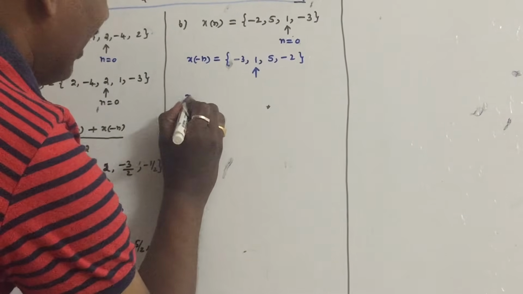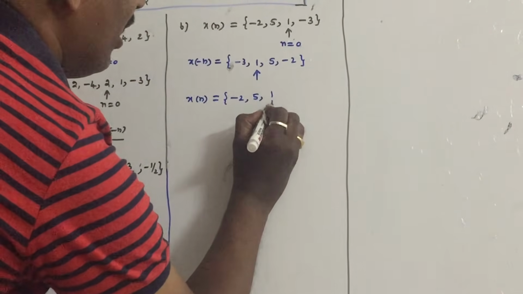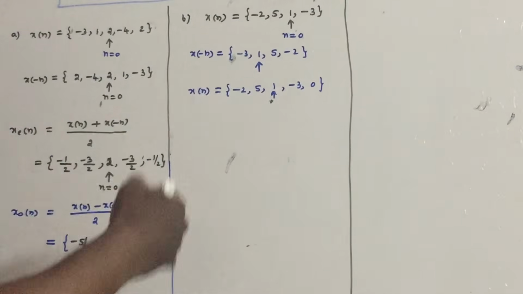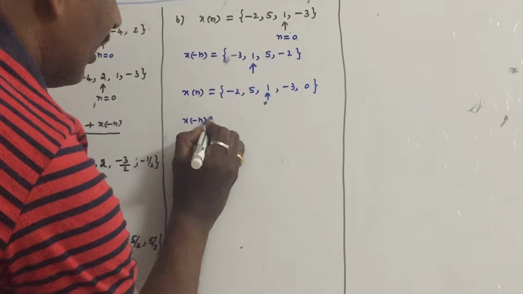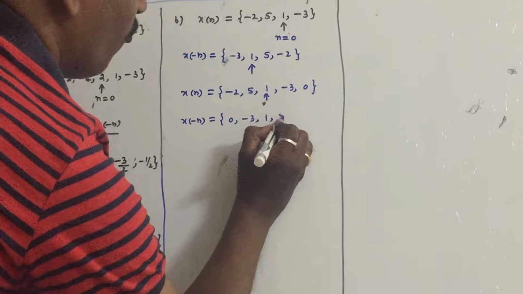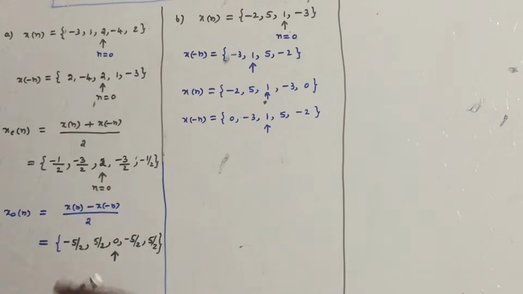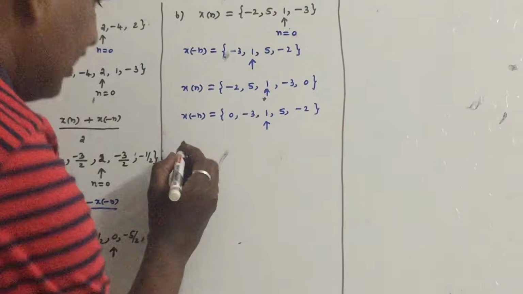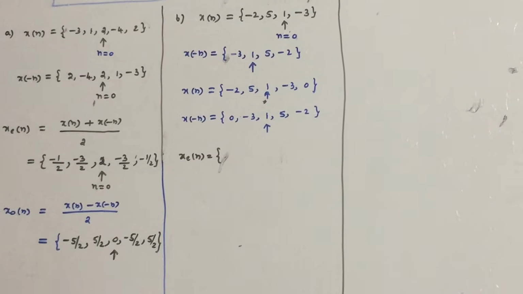Therefore, I write x of n as minus 2, minus 5, 1, keep arrow here, minus 3, 0, because wherever we require, we add 0. Now x of minus n: add 0 here, minus 3, 1, 5, minus 2. Now you can see that both the sequences are equal. So you can straightaway apply the formula. Therefore xe of n is equal to x of n plus x of minus n by 2.